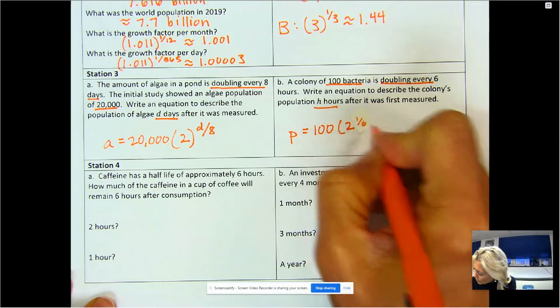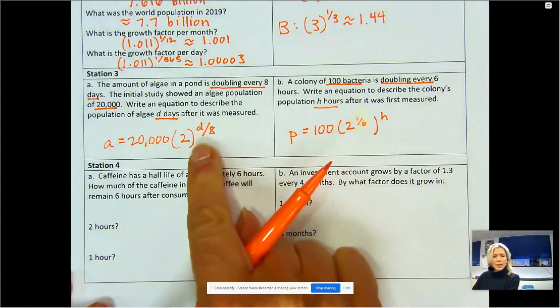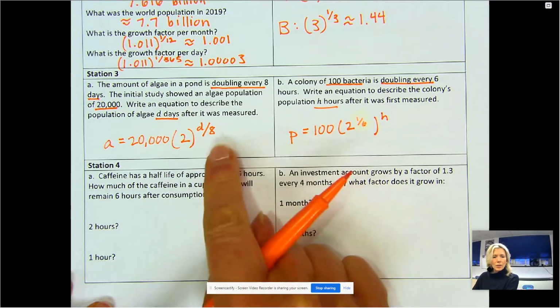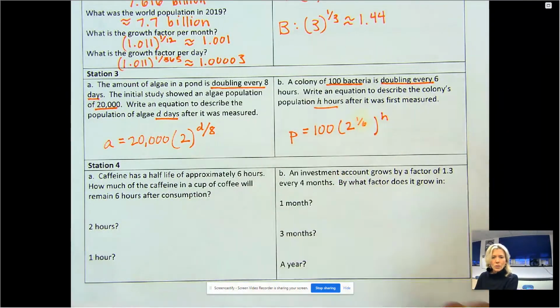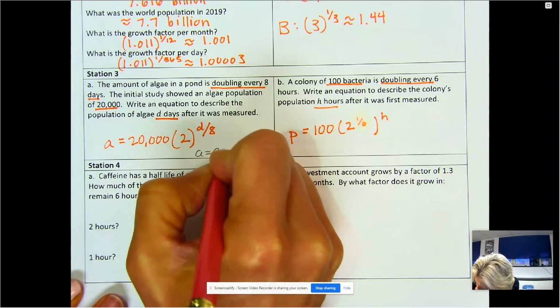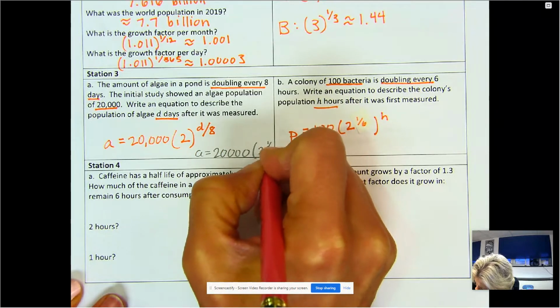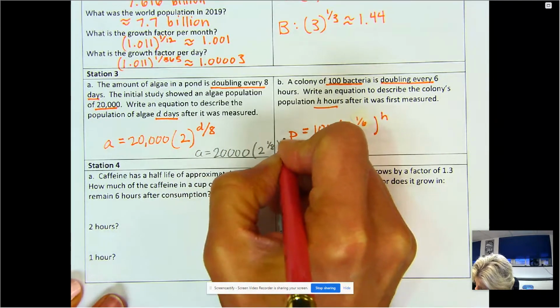This is the hourly rate, and I'm just going to raise that to the H. So we kind of have 2 different ways that you can write that equation. Either one's totally acceptable. So I'm just going to write out the first one. You could also write this as A equals 20,000 times 2 to the 1/8 to the D.